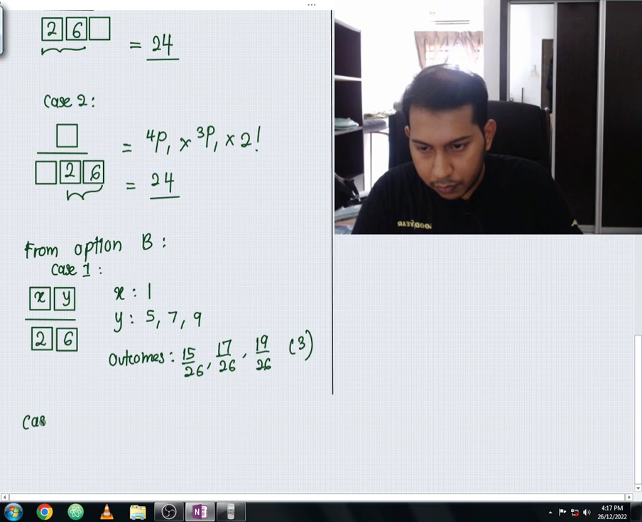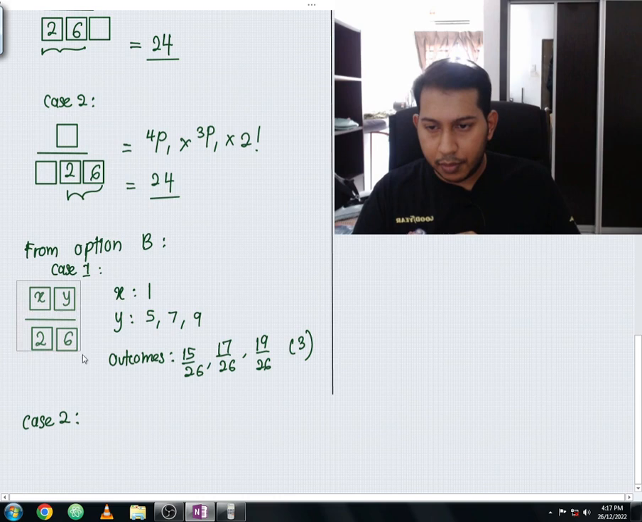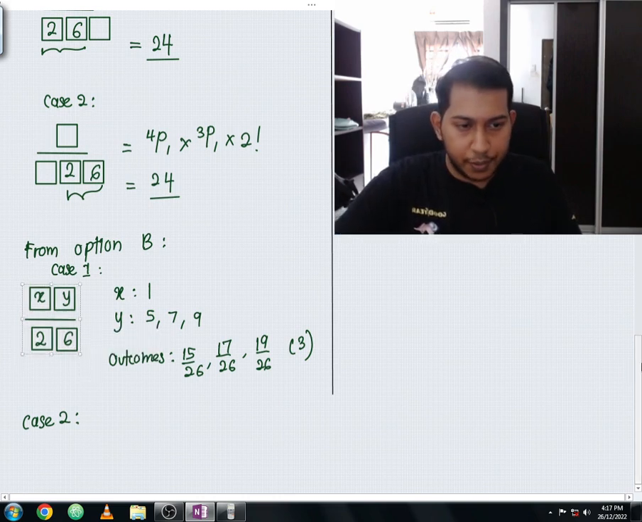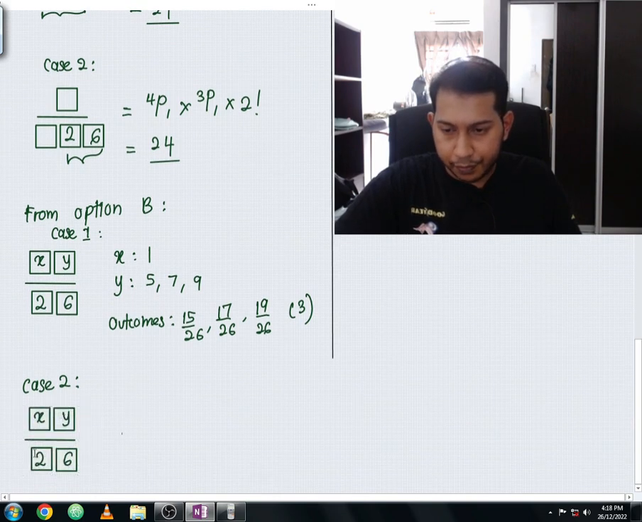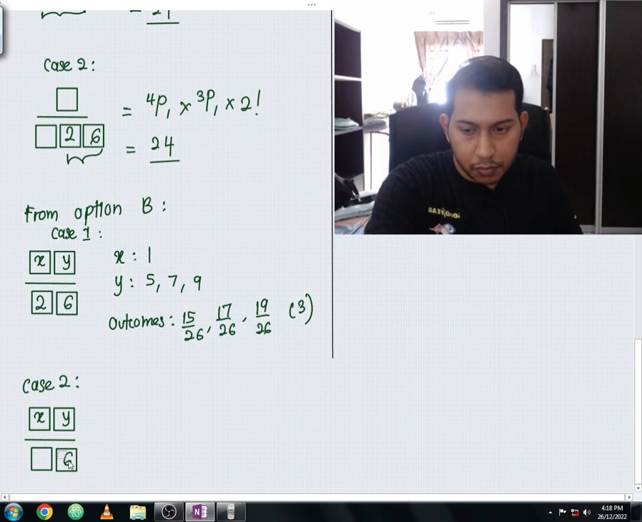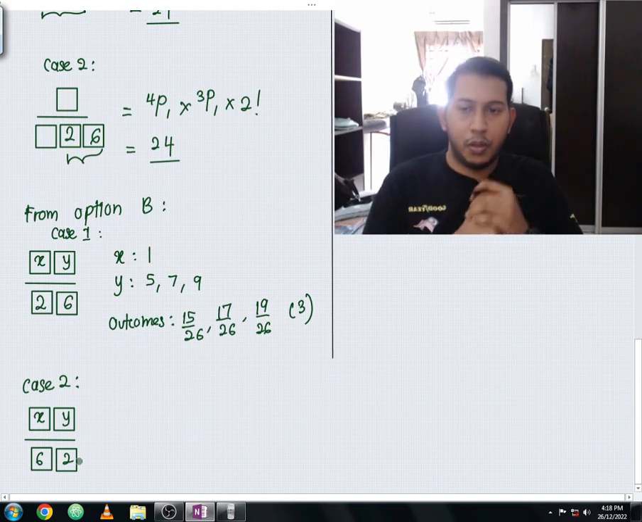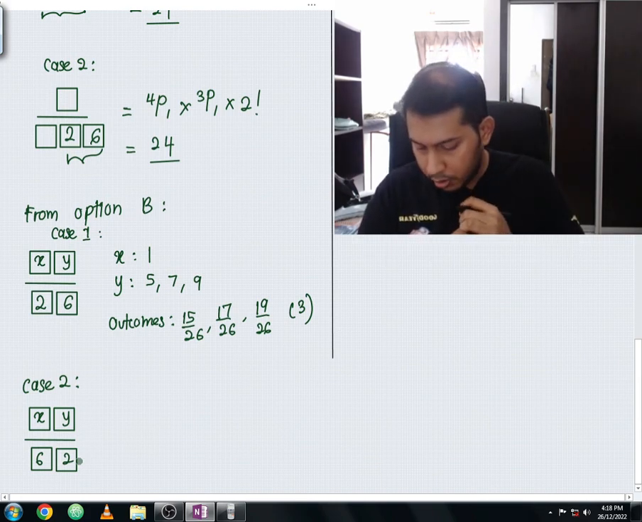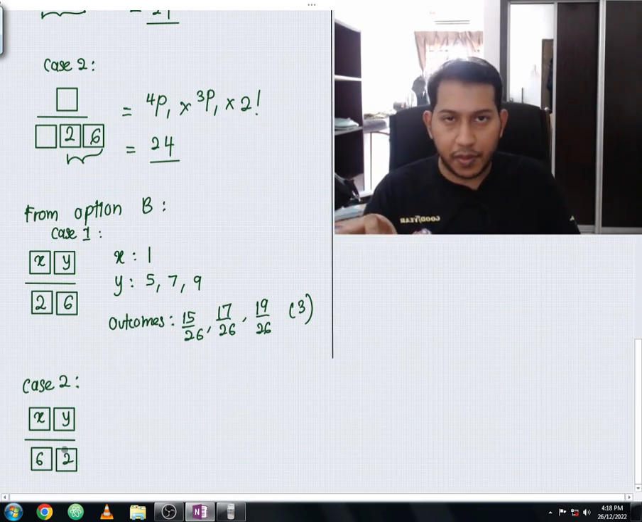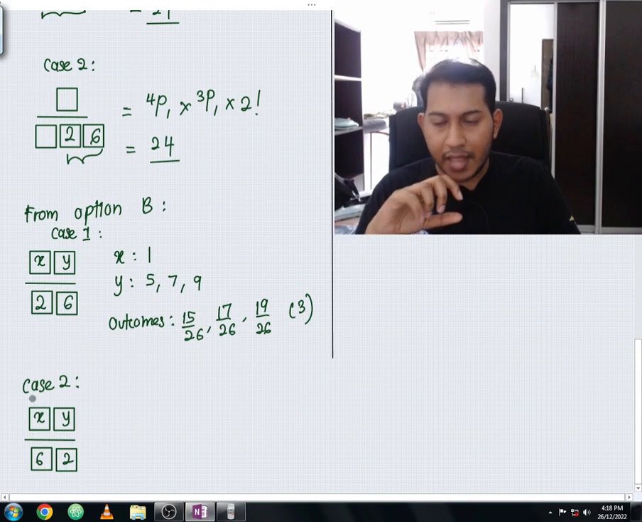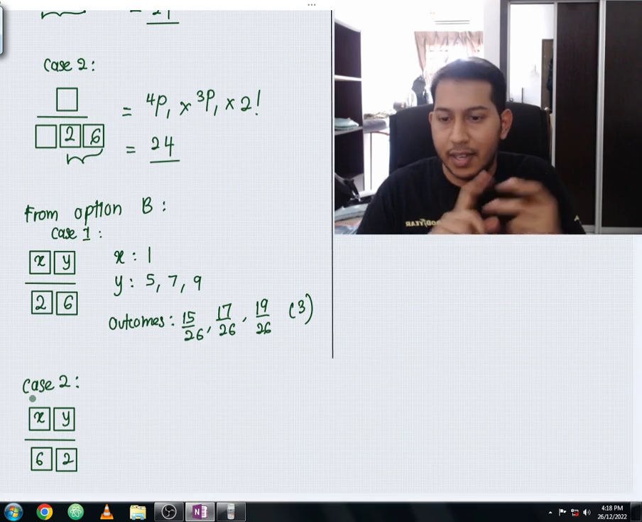Case 2 is a similar scenario, but instead of 26, you have 62 in the denominator. Always remember we need to fulfill a proper fraction. So from here, what are the possible x values that we can form? You have 1, 5, 7, 9, right?